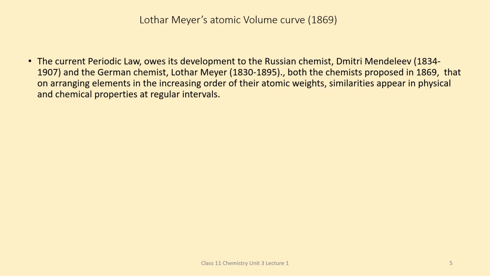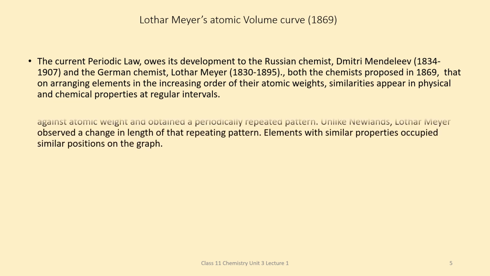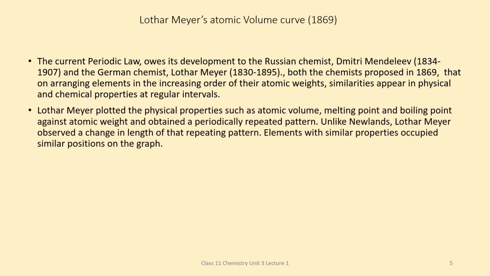Unlike Newlands, Lothar Meyer observed a change in length of that repeating pattern. By 1868, Lothar Meyer had developed a table of the elements that closely resembles the modern periodic table. However, his work was not published until after the work of Dmitri Mendeleev, the scientist who is generally credited with development of the modern periodic table. Thus, Dmitri Mendeleev, who published the paper, is generally credited with the development of the modern periodic table.